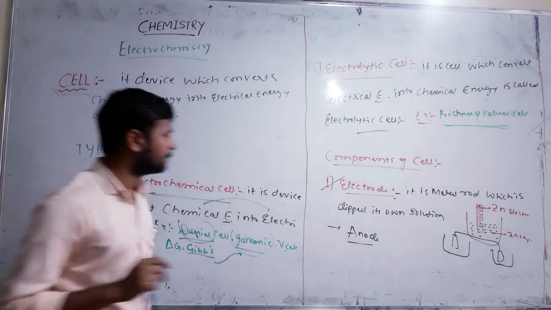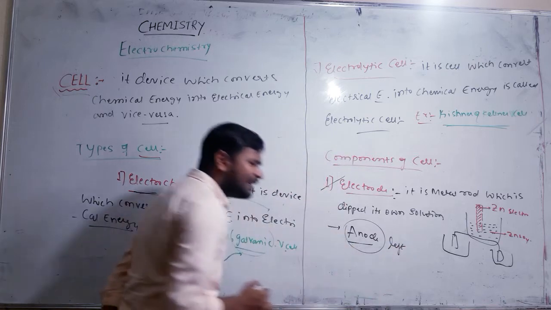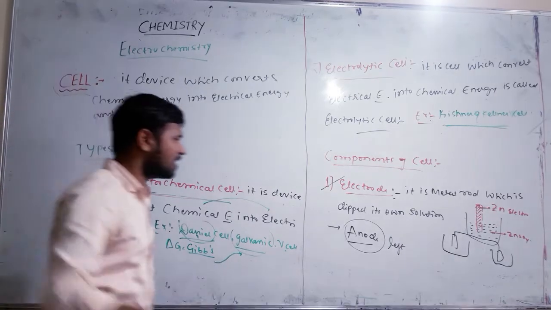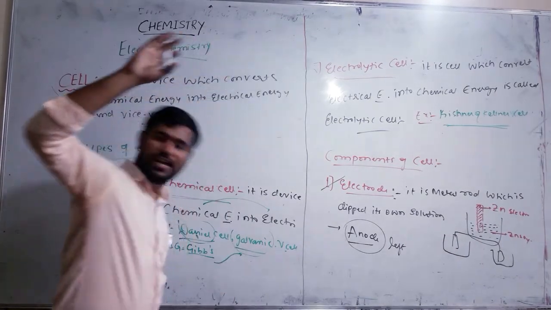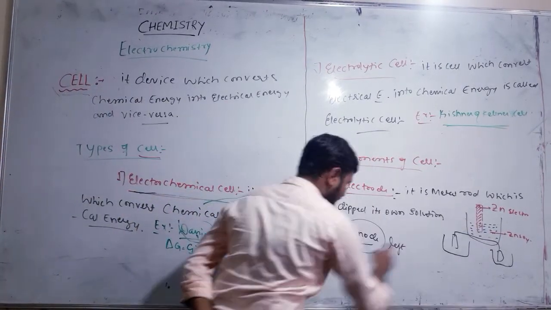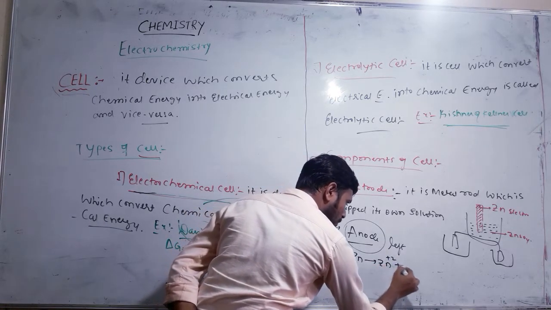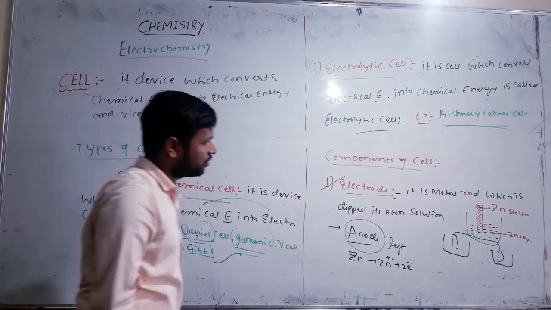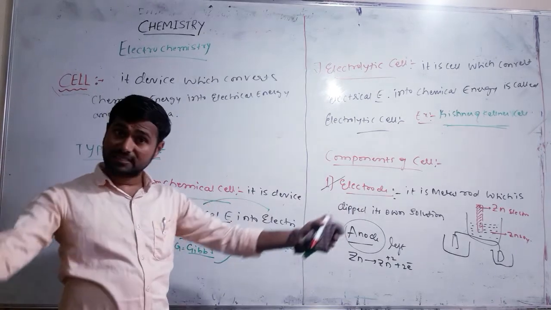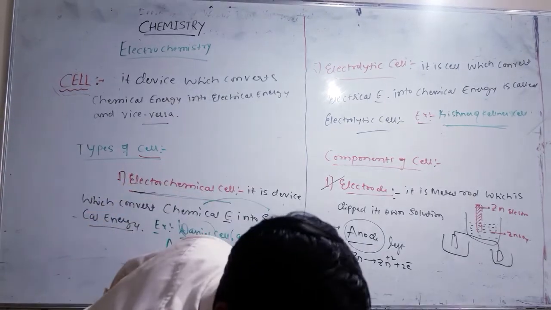For example, see, the anode electrode is present at the left side. What happens there? At the anode, oxidation takes place. Sir, what is oxidation? In the first class I explained to you, it is loss of electrons. For example, if zinc is the anode, what happens there? Zn gives rise to Zn2+ plus 2 electrons. Zinc loses its electrons, and where does it lose them from? That is from the anode. I am taking one of the great examples here.